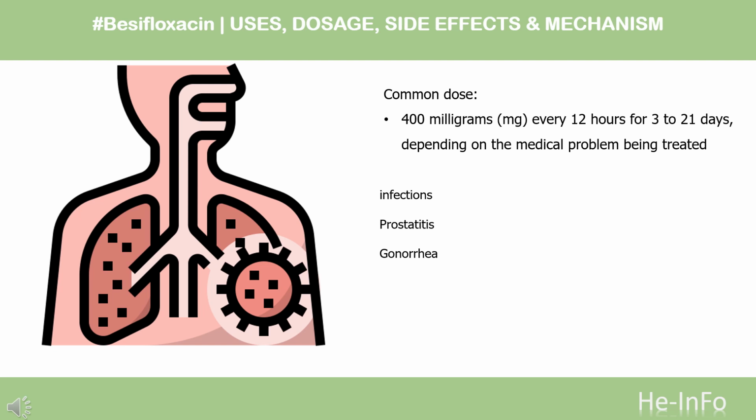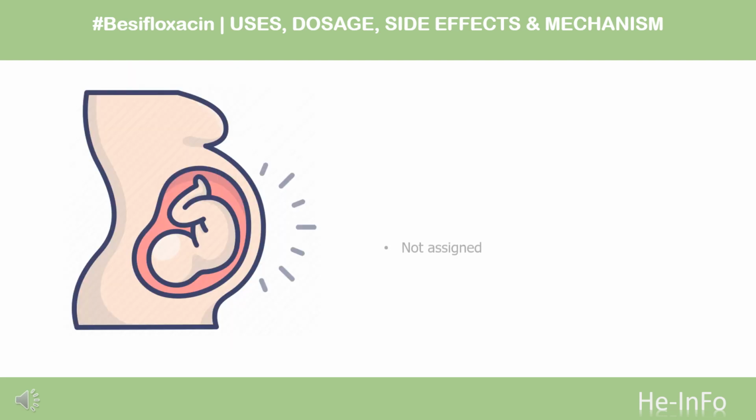For oral dosage form, tablets. For infections. Adults, 400 mg every 12 hours for 3 to 21 days, depending on the medical problem being treated. Prostatitis is usually treated for 28 days. Gonorrhea is usually treated with a single oral dose of 800 mg. Children, use and dose must be determined by your doctor.